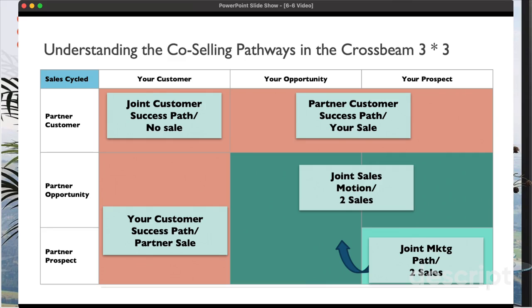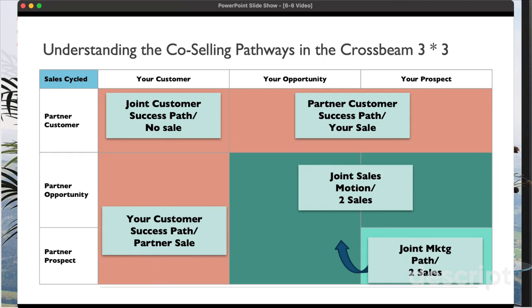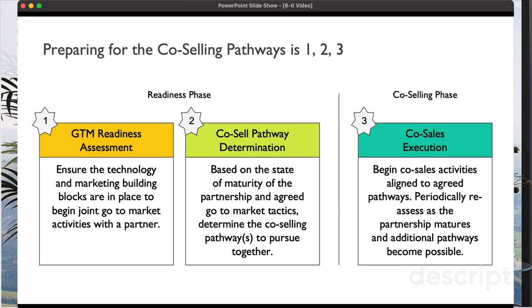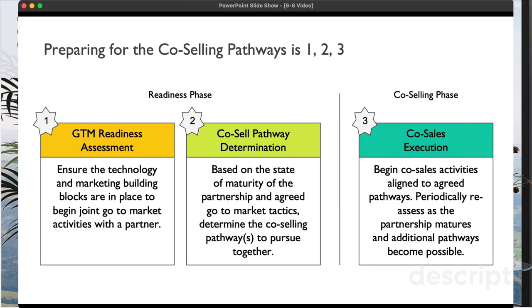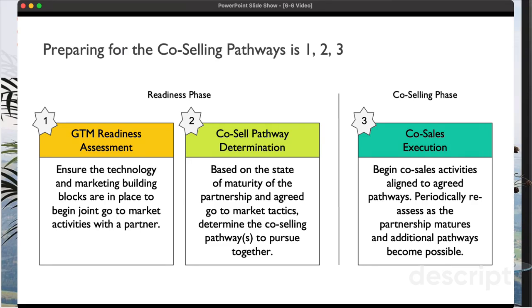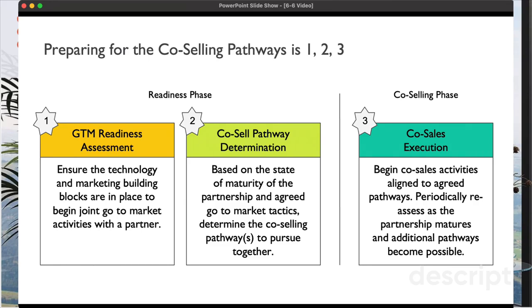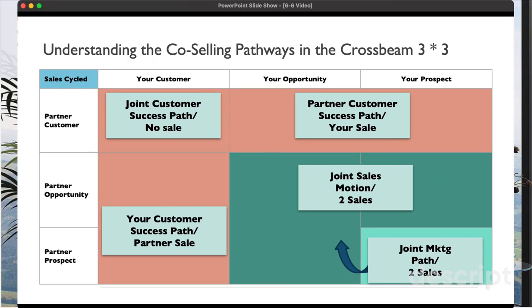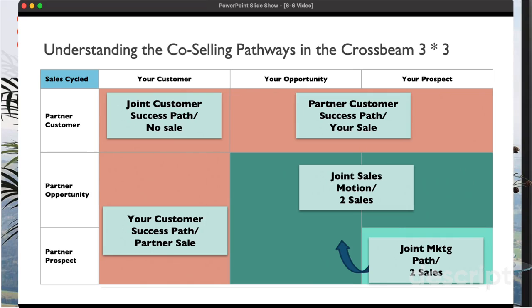So hopefully these 5 motions help simplify the understanding of how we're going to use the 3x3 matrix, whether it be Crossbeam or Reveal, to drive these results. Now, the next thing we want to talk about is how to get ready for this co-selling process. First and foremost, there are always going to be building blocks and prerequisites to any aspect of the co-selling pathway. Even at the very early stage where we've got the intent to deploy an integration, we obviously have to build the integration and we have to build the joint value proposition for the customer, because even though there's no sale, they have to understand why they might go about deploying that.